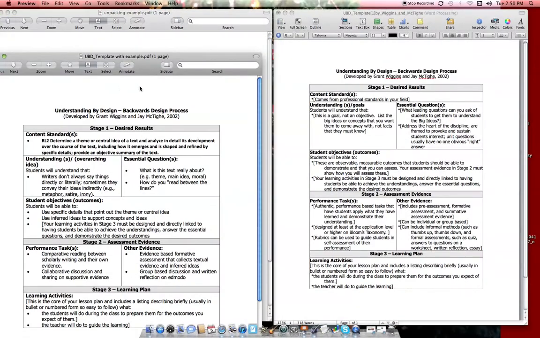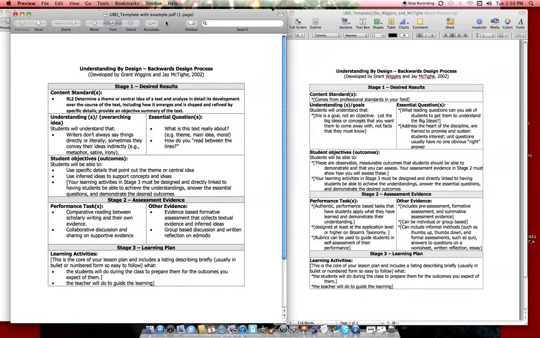If you take a look at this, I took the concept of this development, and you see, all right, content standard. Here's my Common Core standard. I put it right here. Understanding and overarching ideas: students will understand that writers don't always say things directly or literally. Sometimes they convey their ideas indirectly. So I plugged in this idea here, overarching ideas. That's what we want to do right here.